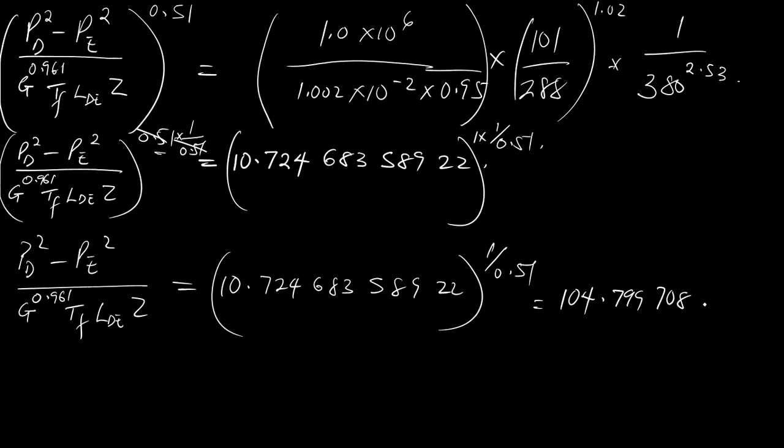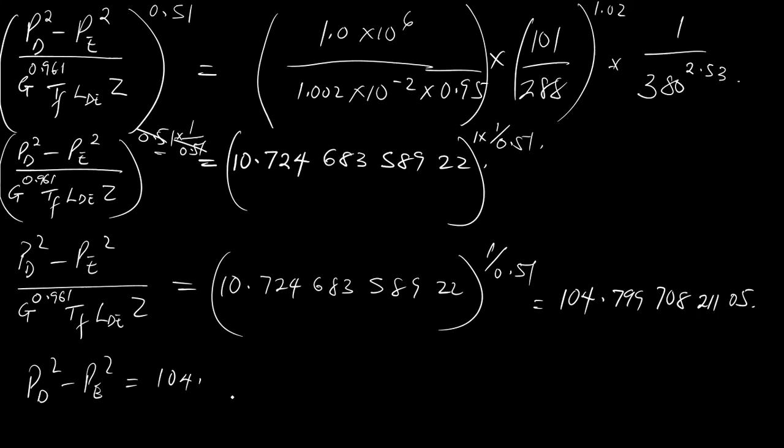So this is 211.05. So that is it. So now to make PD square minus PE square the subject of the formula, we multiply both sides by this expression, by this denominator. So now we have PD square minus PE square equal to what?